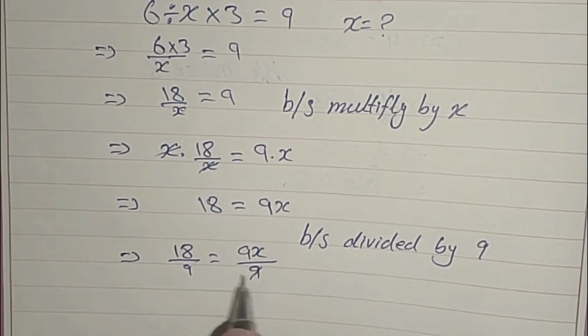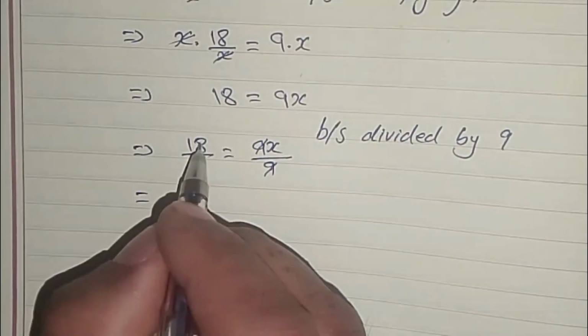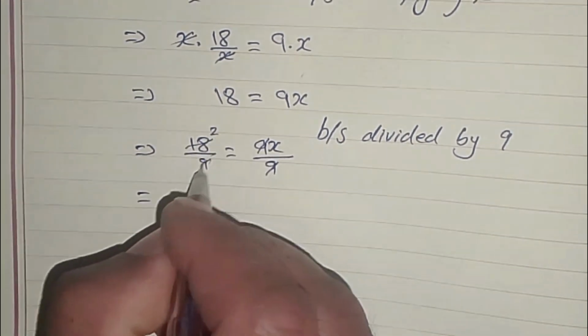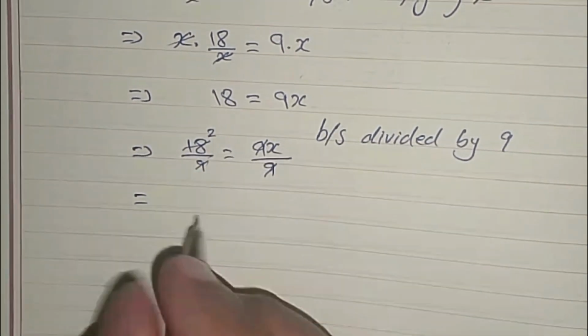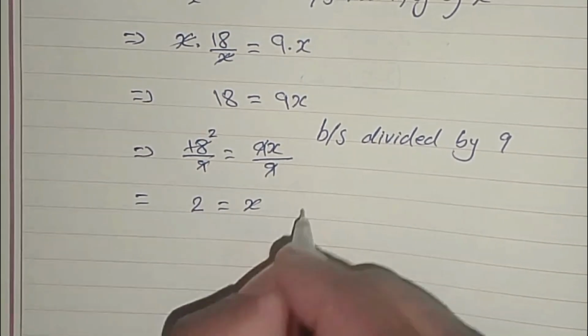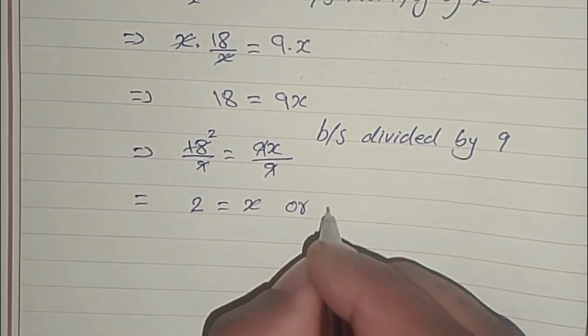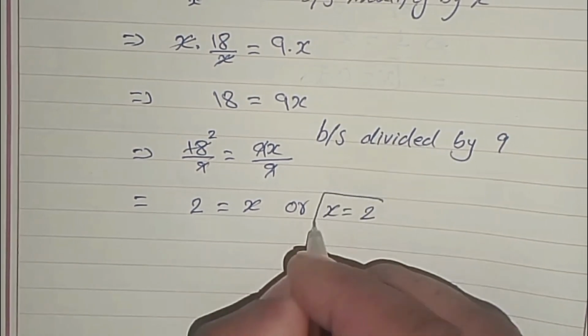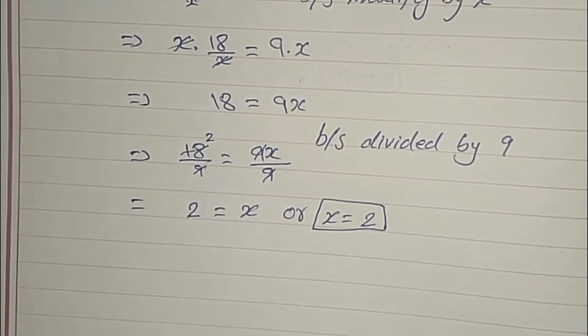So 9 cancels with 9, and 2 9s are 18 and 1 9 is 9. So that gives us 2 equals x, or x is equal to 2. So the final answer is x is equal to 2.